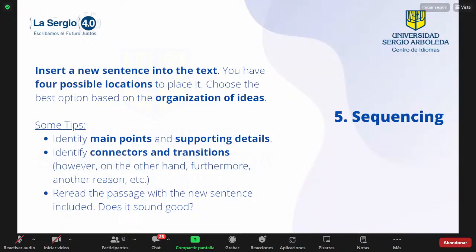So here, identify connectors. For example, however: if you have a however, of course, the previous passage has to be something that is contradicting, no? Or on the other hand, maybe if in the first one there was something from one side, from one point of view, then on the other hand. Furthermore expresses addition, so furthermore is adding information. Another reason, of course, is because if a first part was one, it needs a first reason. Okay, so we're going to be practicing on this one of connectors.